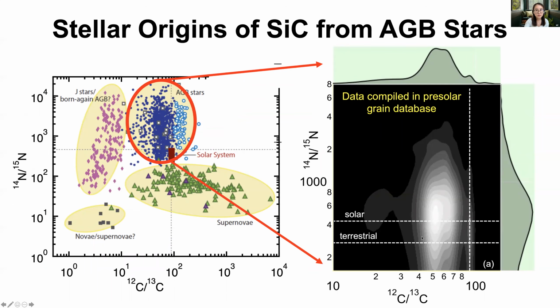Shown on the right here is the density distribution of pre-solar silicon carbide grains compiled in the pre-solar grain database, and shown here is the nitrogen versus carbon isotope ratios. For reference, the pre-solar grain database contains the isotopic data for more than 10,000 pre-solar silicon carbide grains that were collected in the past 30 years.